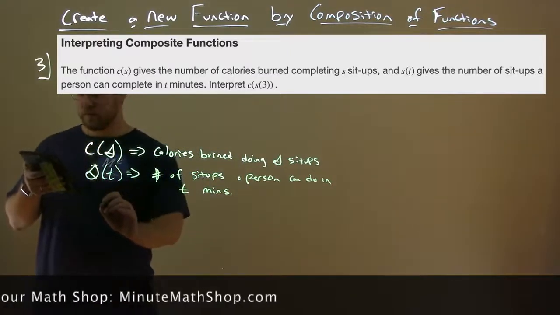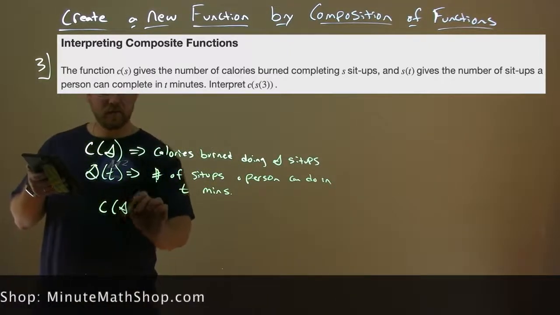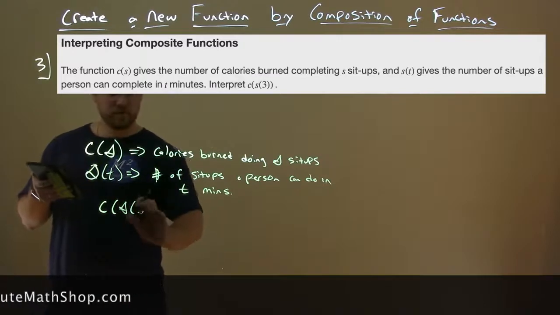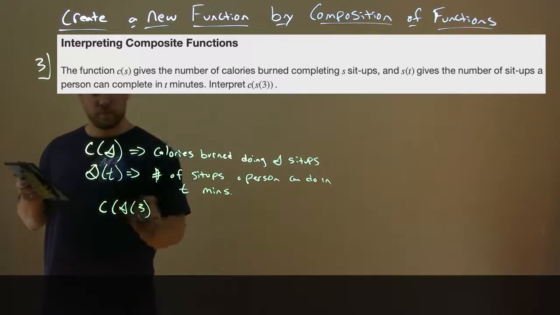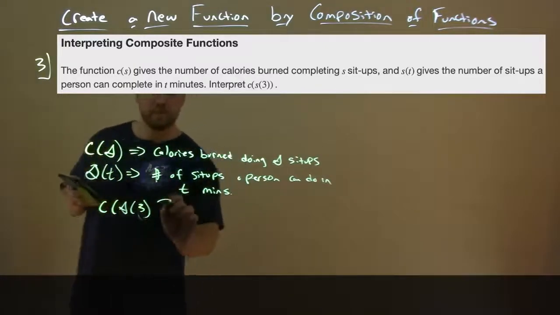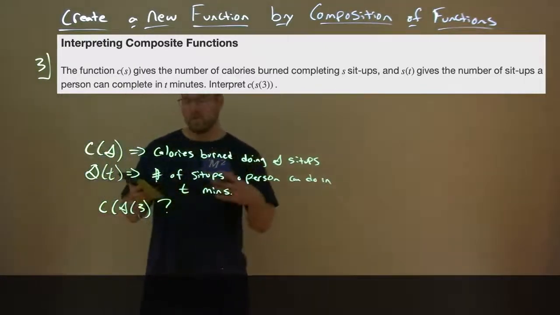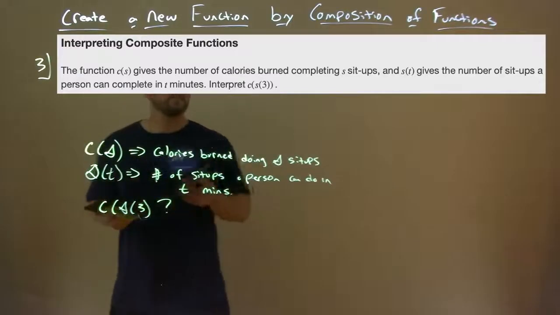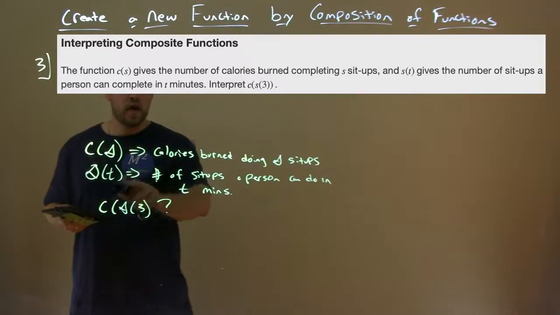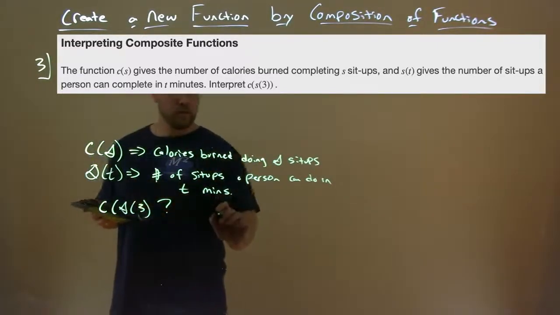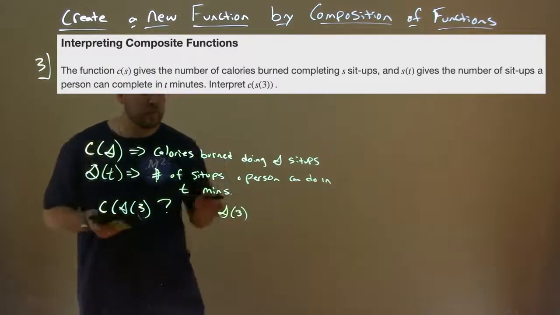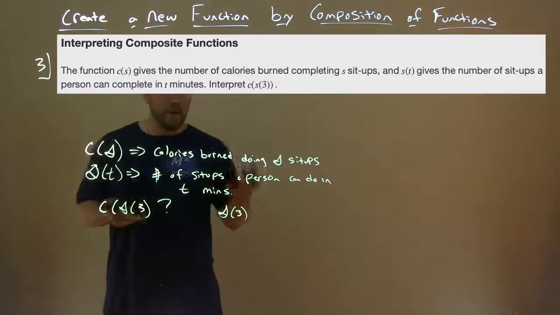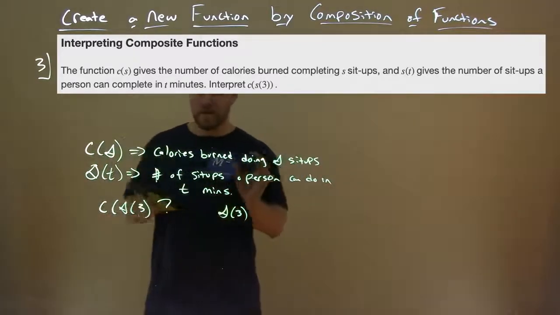What is C of S of 3? All right, what is that? That's the big question. What is C of S of 3? So with our knowledge of composite functions, let's start with S of 3, the inside. What is S of 3? S of 3 is whatever that output is.